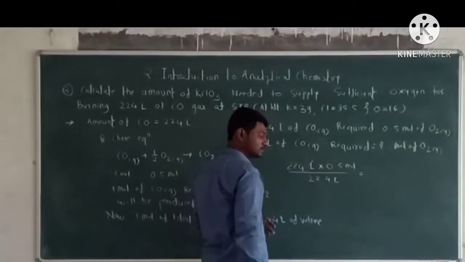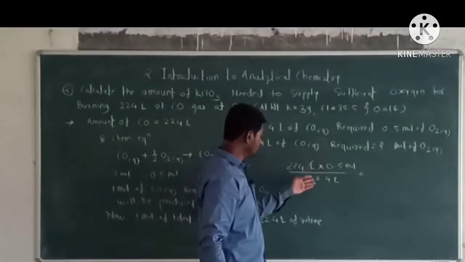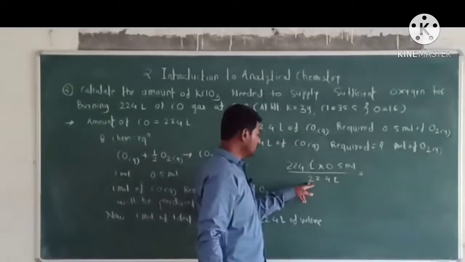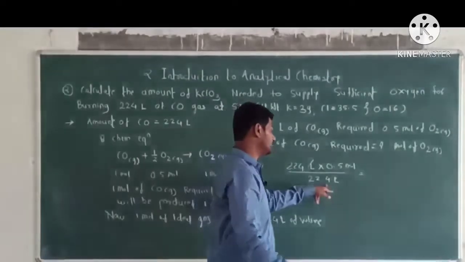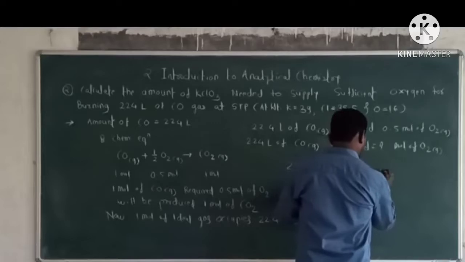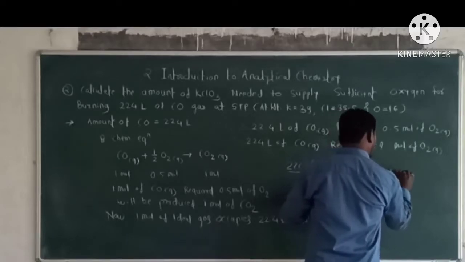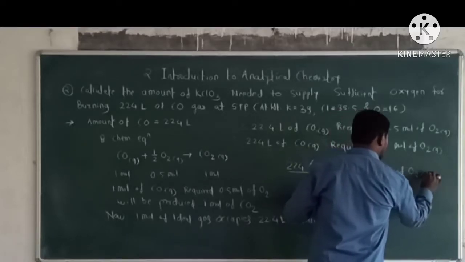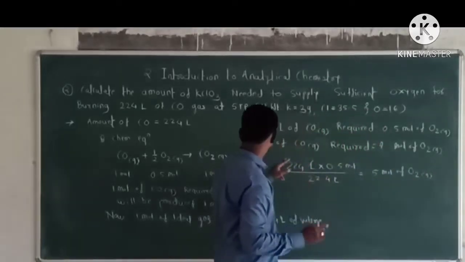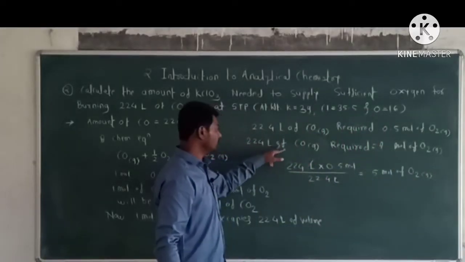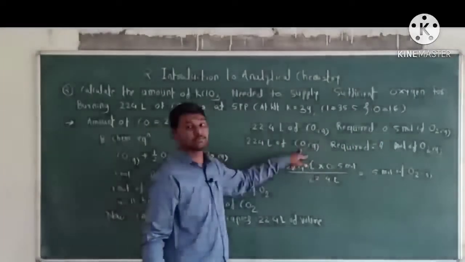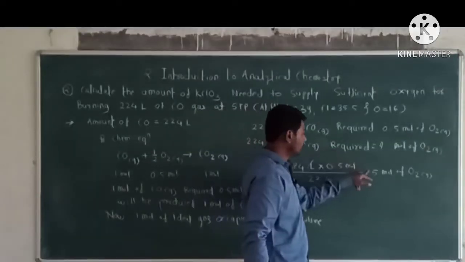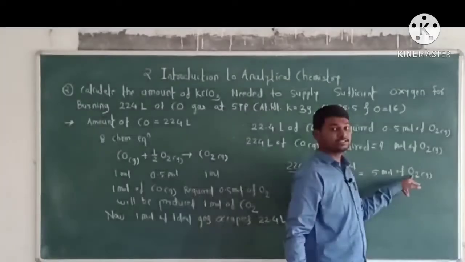Liters get cancelled. Multiply these two values and divide by 22.4, we get the final answer, that is 5 moles of gaseous oxygen. That is, 224 liters of gaseous carbon monoxide requires 5 moles of gaseous oxygen.